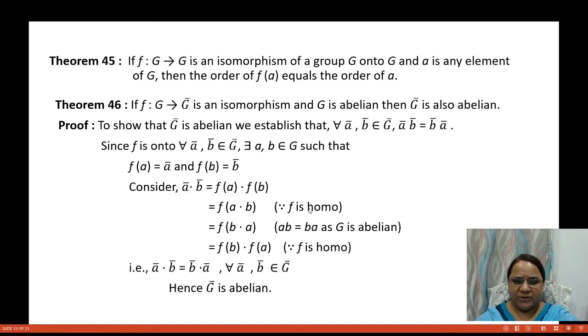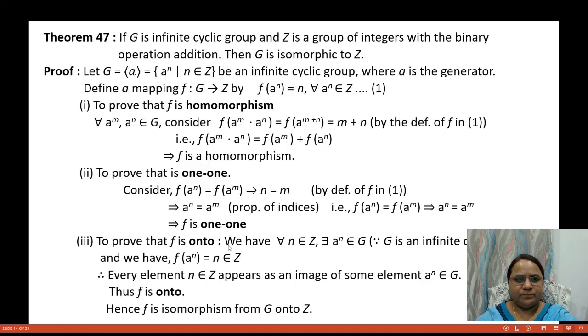By using the definition of homomorphism, this can be written as f of ab. Again, a dot b can be written as b dot a by using the definition of abelian, or using the commutative law here. Next, again by using the homomorphism, f of b dot f of a. So a bar dot b bar is equal to b bar dot a bar for all a bar, b bar belongs to G bar, hence G bar is abelian.